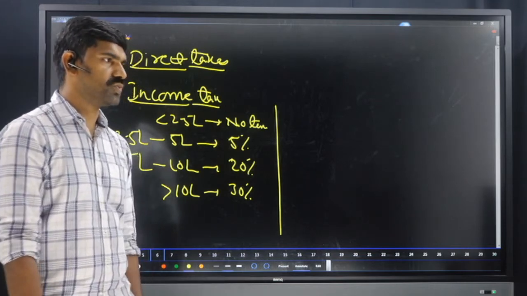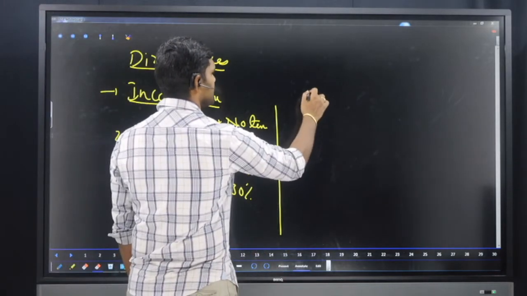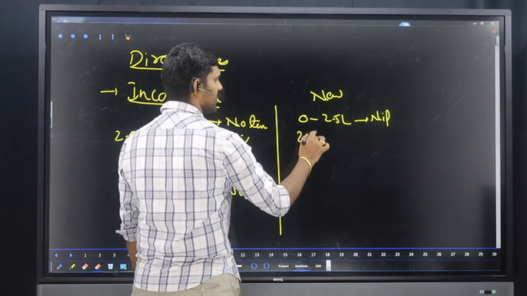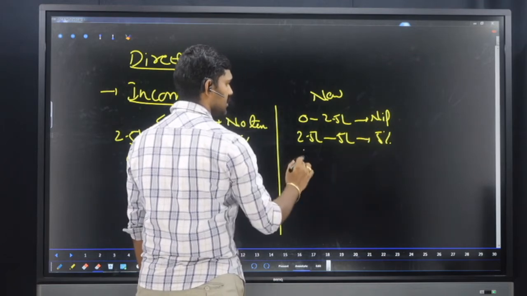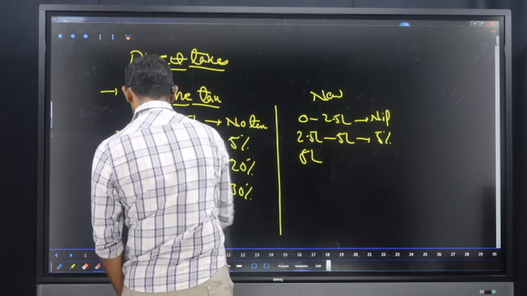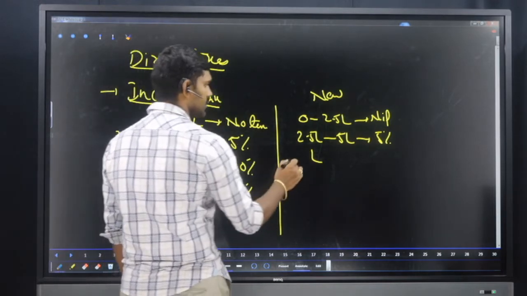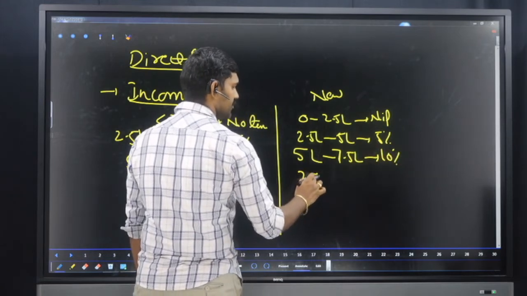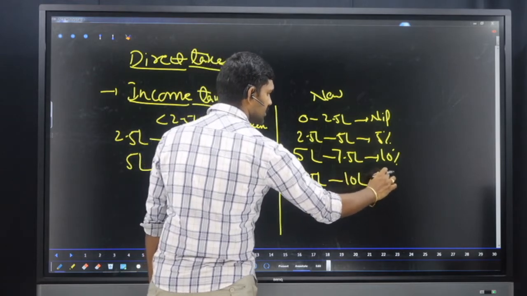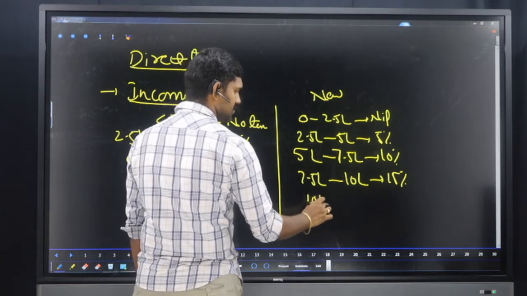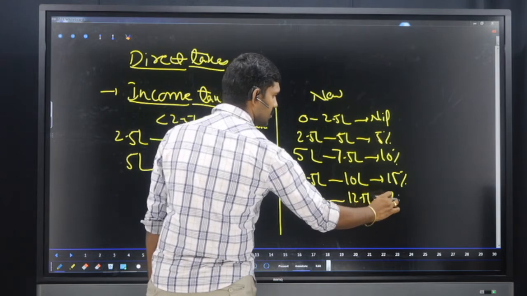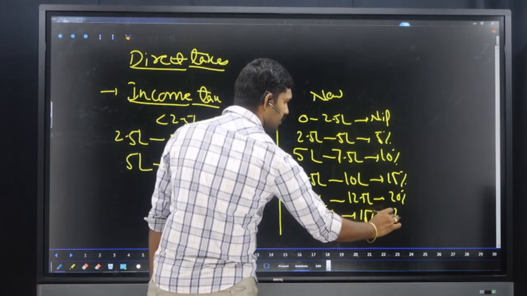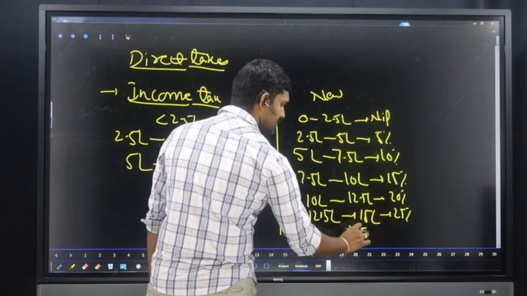Corporate tax is an example of direct tax. Yes, true. Now, when you come to the new system: 0 to 2.5 lakh, nil. 2.5 lakhs to 5 lakhs, 5%. 5 lakhs to 7.5 lakhs, 10%. 7.5 lakhs to 10 lakhs, this is important, it's changing, 15%. 10 lakhs to 12.5 lakhs, 20%. 12.5 lakhs to 15 lakhs, 25%. Greater than 15 lakhs, 30%.